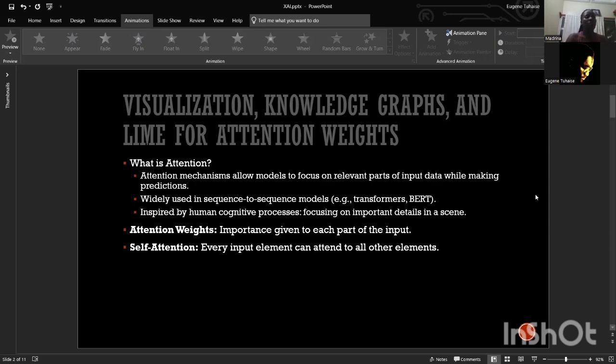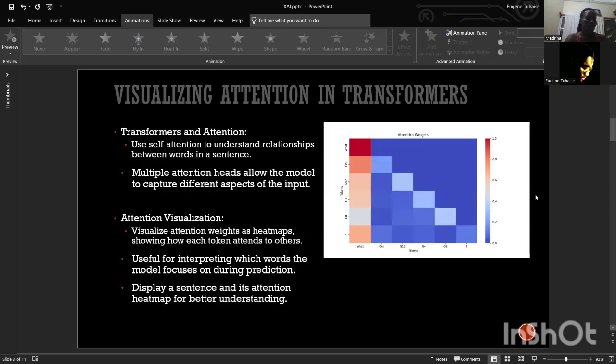So in attention, we use something called attention weights. Maybe you find that one weighs 0.1 and the other one weighs 0.5. In that way, you get to know that this one is more important than the other. So they base on attention weights to carry out a decision that is going to be made. On the next slide, slide 2, we are going to talk about visualization in particular.